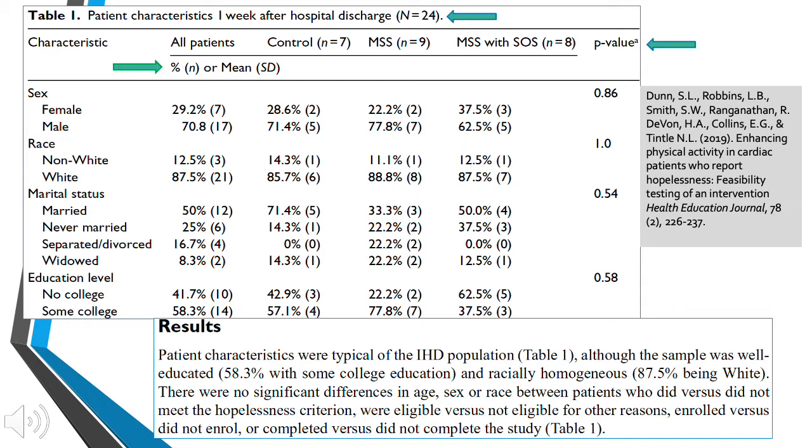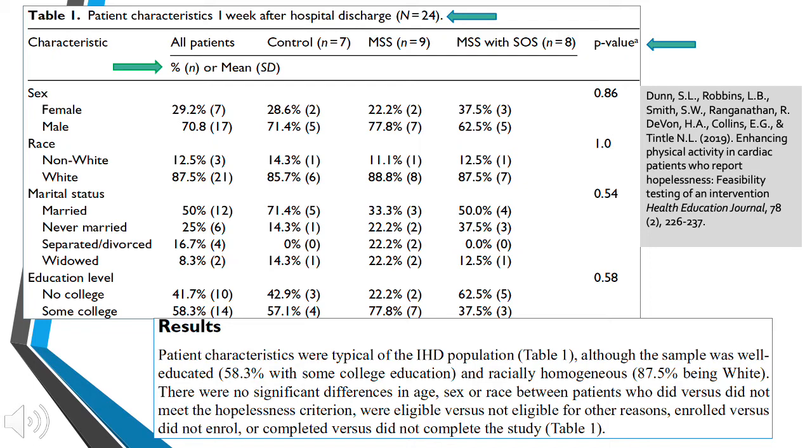In this pilot randomized controlled trial by Dunn and colleagues that included people with ischemic heart disease, they examined an intervention to reduce hopelessness through enhanced physical activity. The text of the results section summarized the sample characteristics, and the table shows the details. Tables will show you how many subjects were included in the sample.